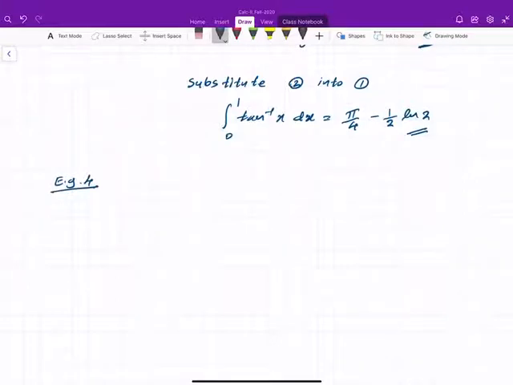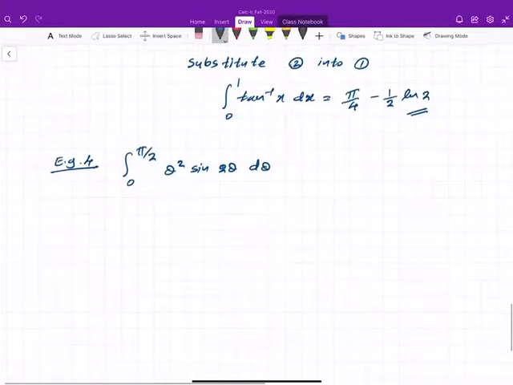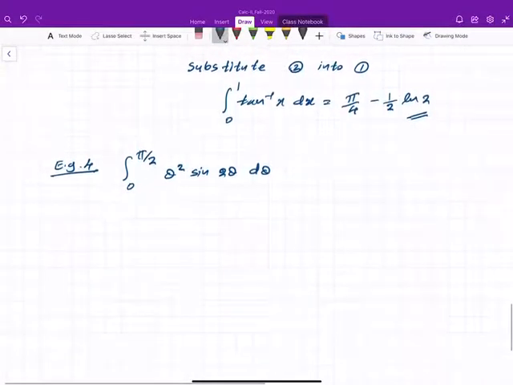In example number 4, we're going to integrate from 0 to pi over 2 of theta square sine 2 theta d theta. Alright, this is what we're going to integrate. Now we have two functions. It's clear. This is the first function, and that is the second function.